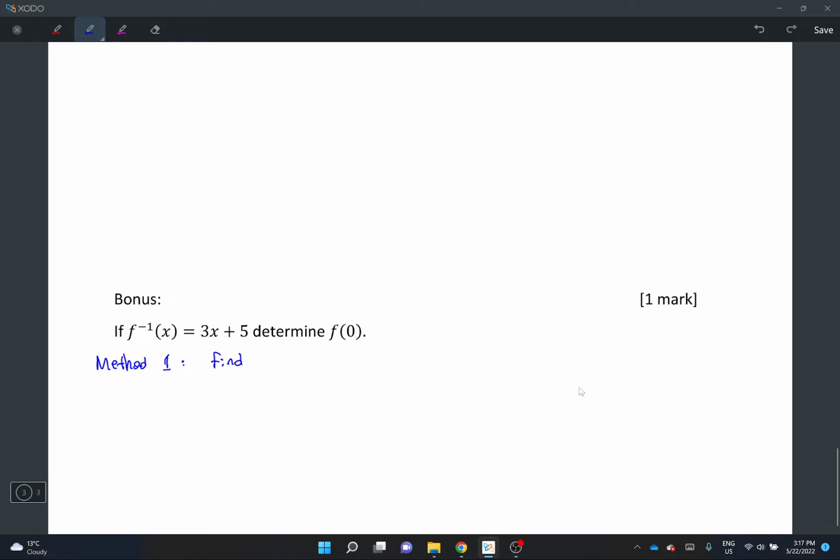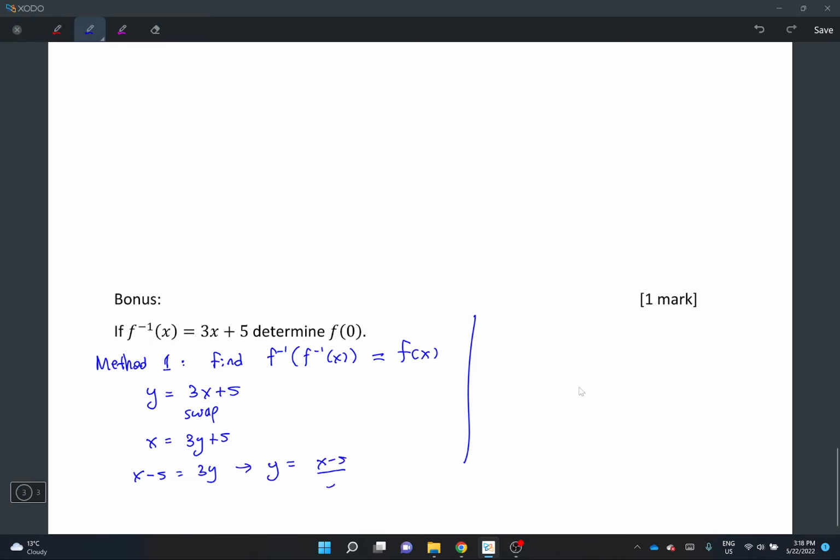Find the inverse of f inverse. F inverse of f inverse of x, which is going to be f of x. The opposite of the opposite function is the original function. So under the strategy, I'm going to let y equal 3x plus 5, then swap. X is equal to 3y plus 5. Now solve for y. X minus 5 is equal to 3y. That means y is equal to x minus 5 over 3.